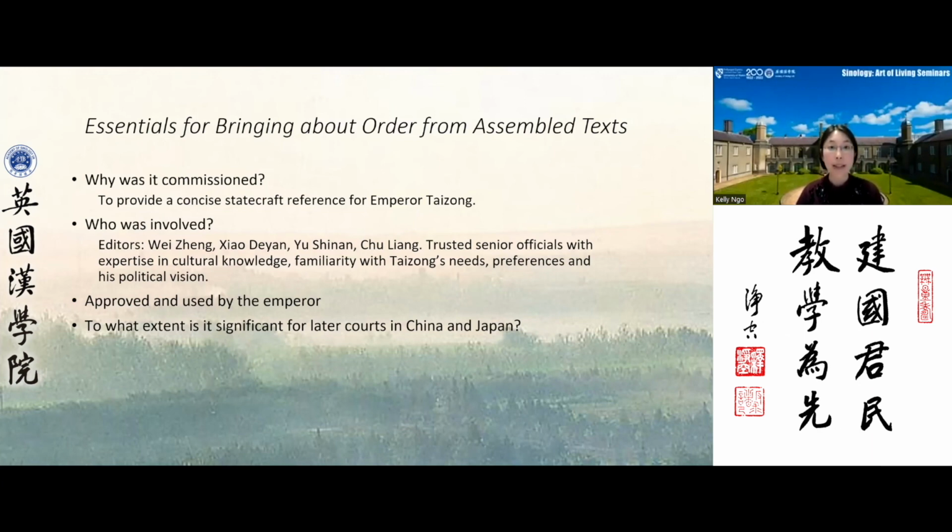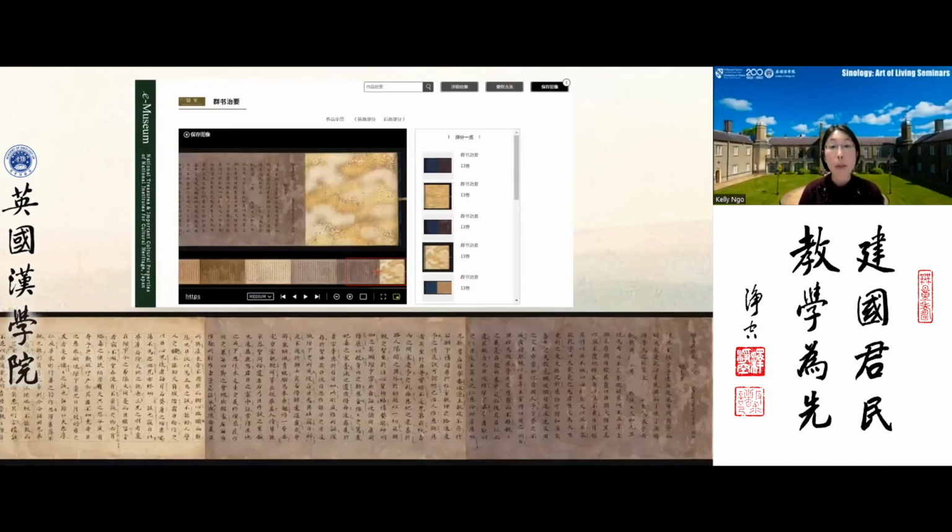Now, I'll end with this particular image, and it's an image from the website of the Tokyo National Museum. And this is actually the oldest extant edition of the Essentials. It was discovered after World War II, and it's acquired the status of national treasure in Japan. Sadly, only 13 of the original 50 scrolls have survived, and 7 of those 13 scrolls are now accessible online through the e-museum of the Tokyo National Museum.